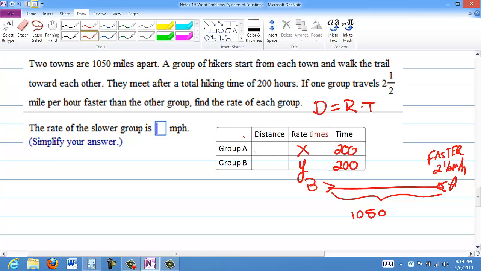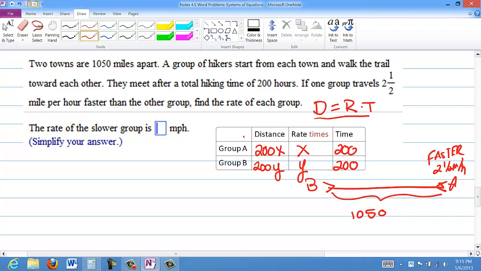But we can't really put 1,050 in here because that's not the total distance that group A actually traveled. So we have to go back to this formula here where it says if you take the speed times the amount of time you've been traveling, you'll get the distance that you've traveled. So in this case, we will simply write 200x, which represents the rate times time of group A, and 200y is for group B. So now we have our chart filled in.